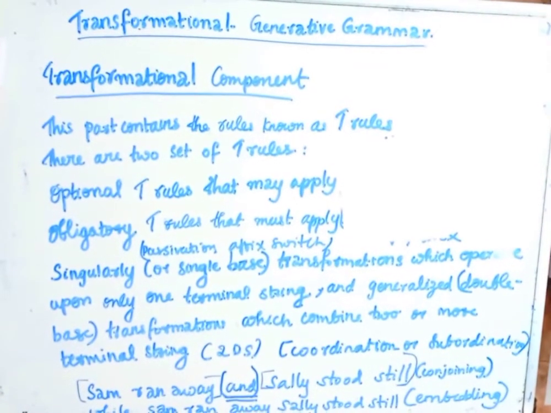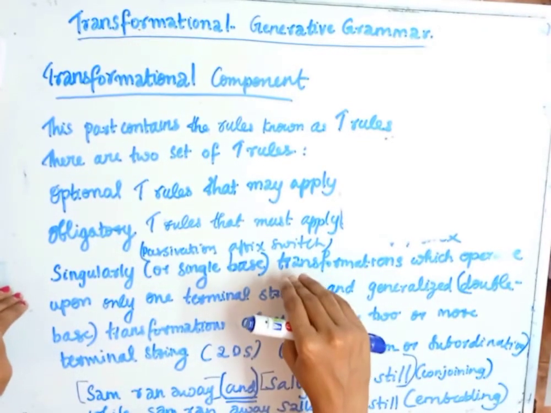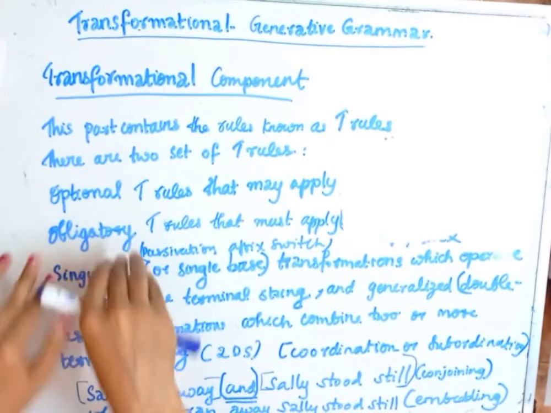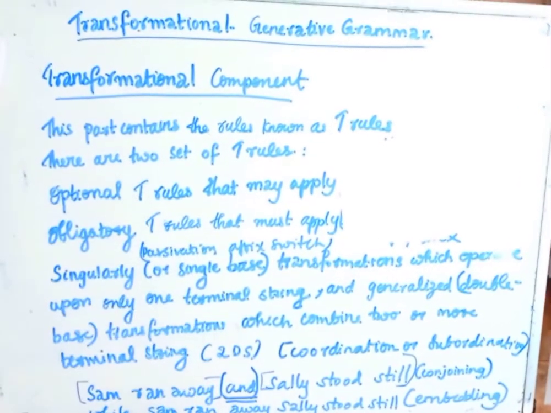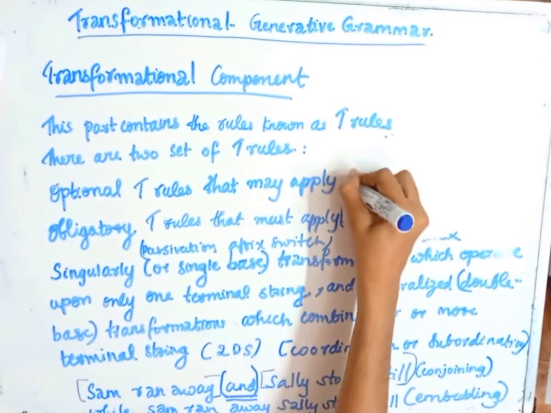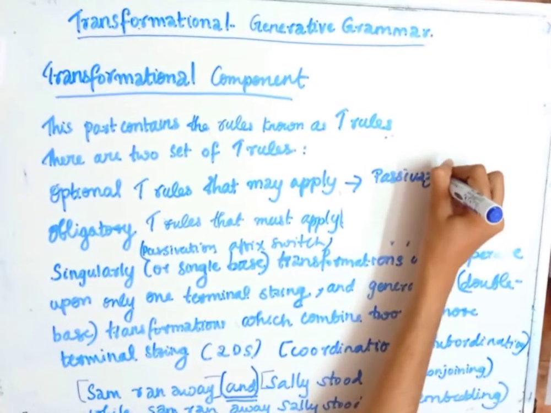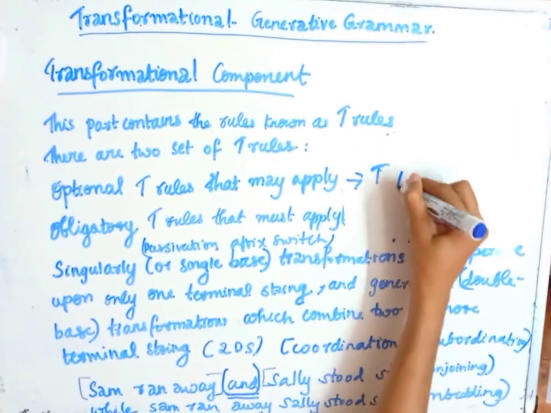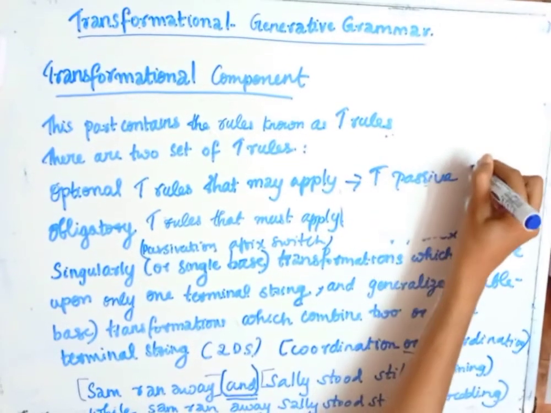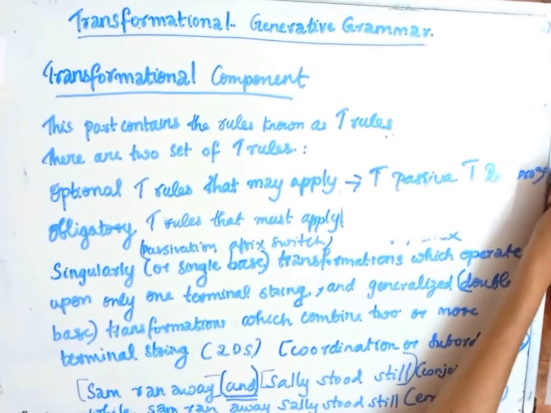Is that clear? So all generalized transformations are optional, whereas singulary transformations are either optional or obligatory. Optional singulary transformations include passivization, that is T passive, T interrogative, etc. These are all optional.